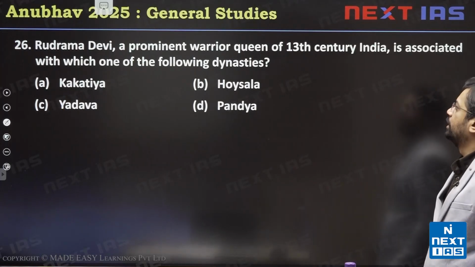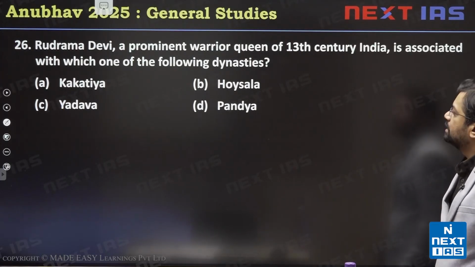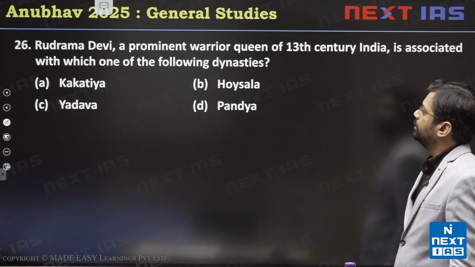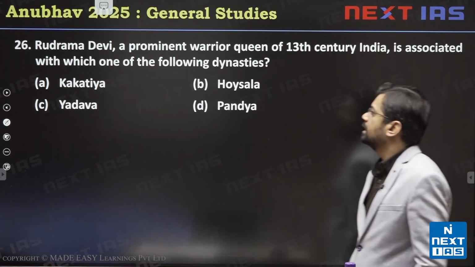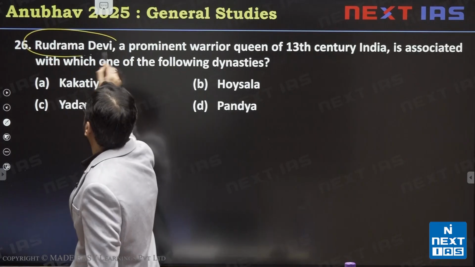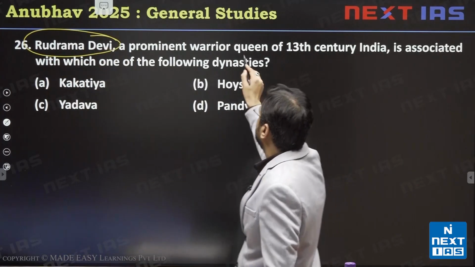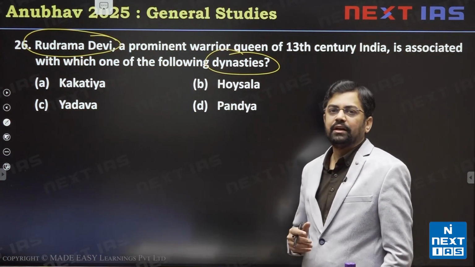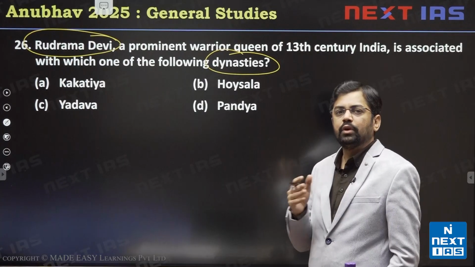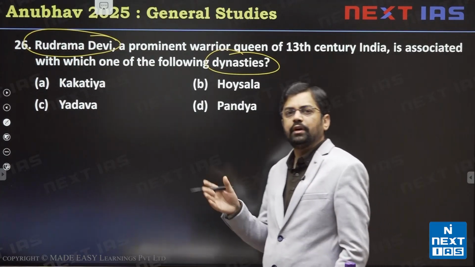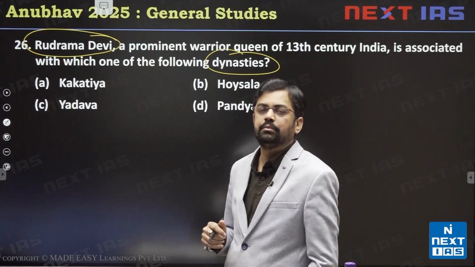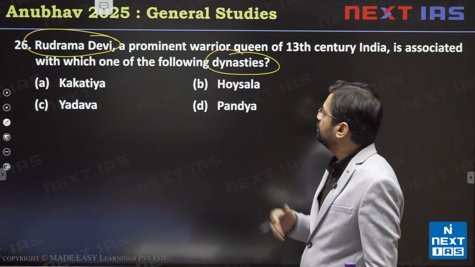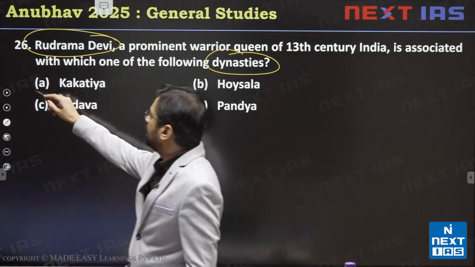रुद्रमा देवी, अ प्रोमिनेंट वॉरियर क्वीन ऑफ 13th century इंडिया, is associated with which of the following dynasty? So next question. Rudrama Devi, a prominent warrior queen of 13th century India, is associated with which of the following dynasty? A very, very direct question. So she was born to the Kakatiya dynasty ruler Ganapati Deva, right? The Kakatiyas ruled majorly from the 12th to 14th century in the current region of Andhra, Telangana, and some portions of southern India, with their capital at Warangal, right? So she was born to the Kakatiya dynasty ruler. So the answer is A.